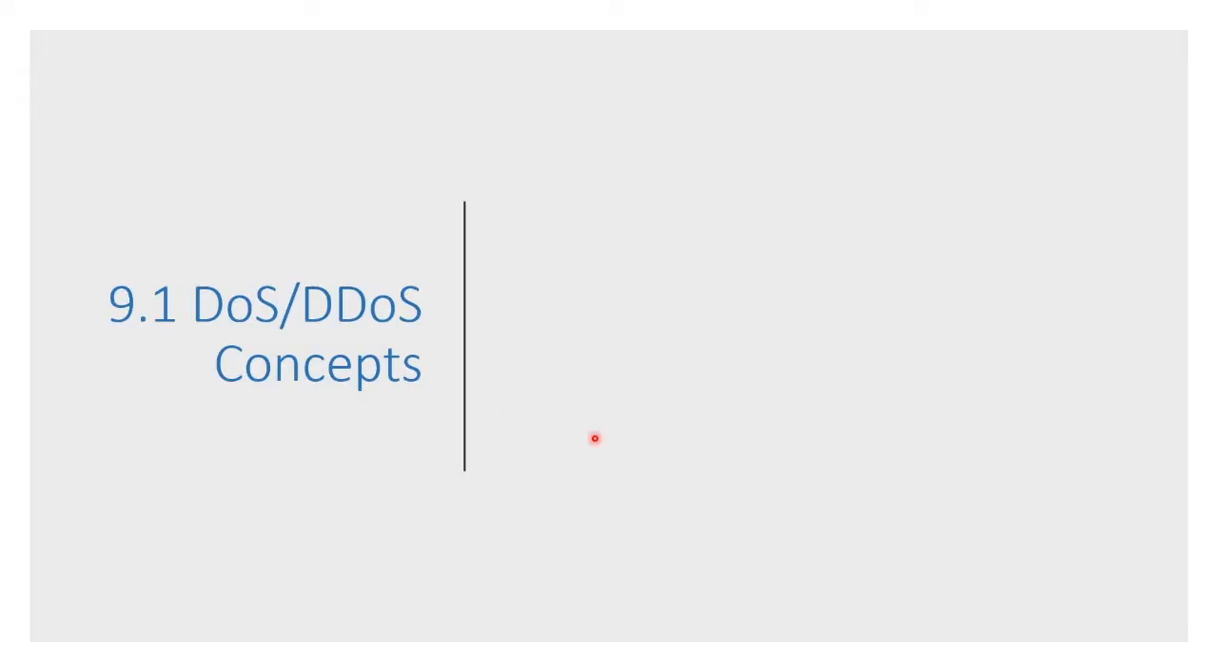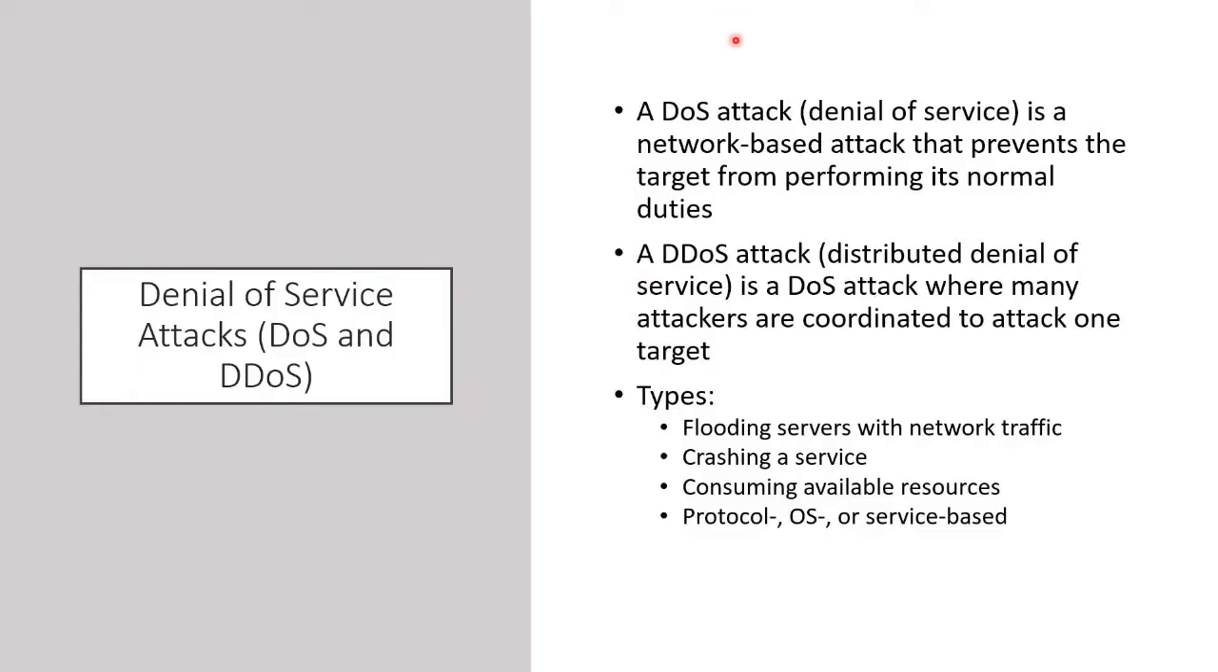So let's start with the concepts. Denial of service. This is some kind of attack, almost always done across the network, that prevents a target, usually a server, from performing its normal duties. A distributed denial of service, or DDoS, is an attack where we have a coordinated attack by many attackers against one target. Some examples: flood the servers with network traffic, crash a service, consume all the available resources, or attack a protocol or an operating system or a service.